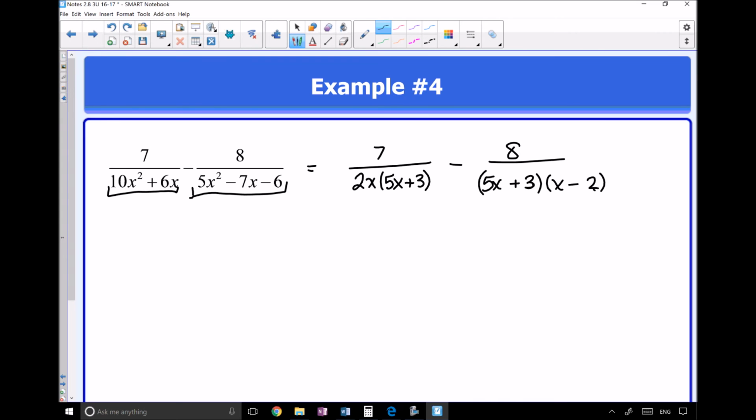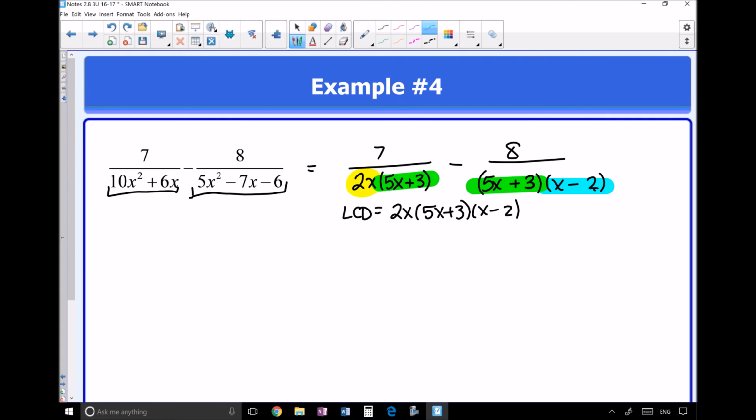So now that I've done that, the next thing I need to do is identify what my LCD is going to be. So, same thing, I have a 2x here, so I know 2x is going to be part of my LCD. I also have 5x plus 3, but it's in common in both of my fractions, so I only have to write it down once. And then I also have x minus 2 right here. So that means that my LCD will be 2x times 5x plus 3 times x minus 2. And essentially, when you're finding an LCD, you just have to make sure you don't leave anybody out, okay?